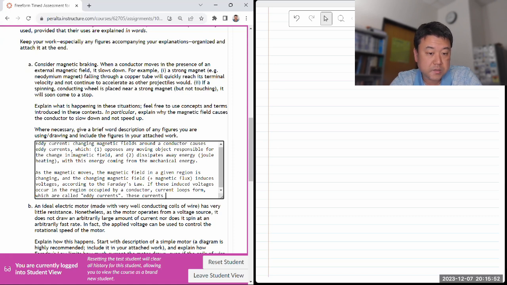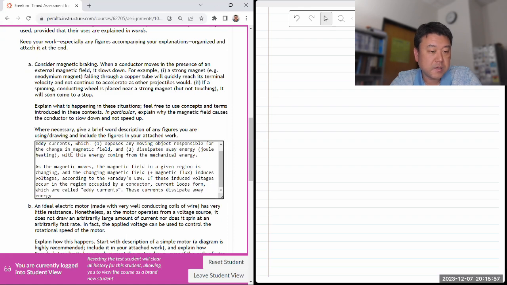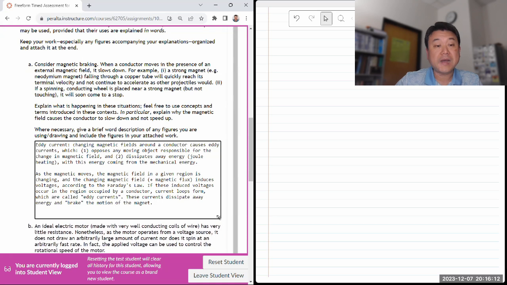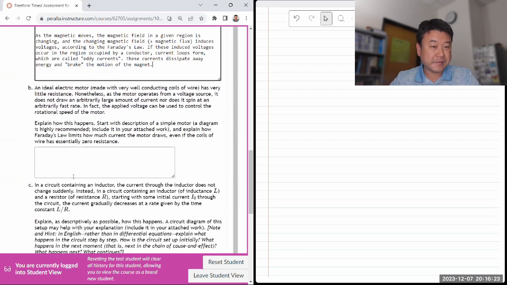These currents dissipate energy and break the motion of the magnet. Yeah, that feels detailed enough. You can also go into how the magnetic field produced by the induced current is in a direction that would oppose the motion of the magnet. But what I've written here is sufficiently detailed.